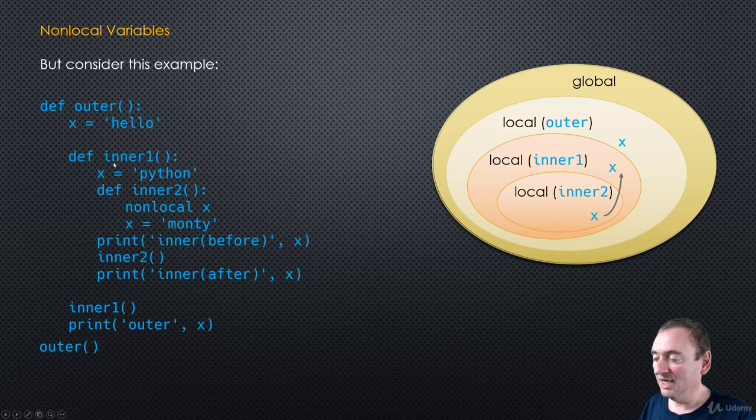When it calls inner1, it's going to set x to Python. It's going to define this function. Then it's going to print x before calling inner2. Well, before calling inner2, x is equal to Python. So it's going to print Python out at this point. Then we call inner2. Now, inner2 changes the value of x to Monty, but which x is it? It's the one in inner1.